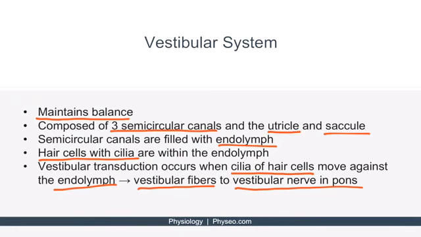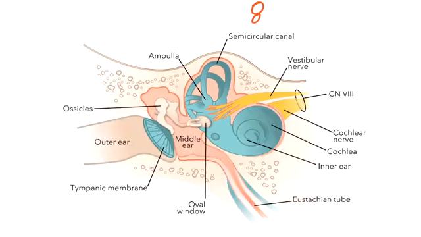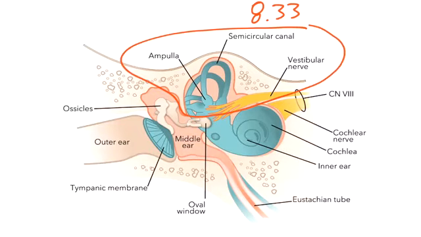So let's draw this out. So here is figure 8.33 from your text. So now we will focus on just the vestibular system right there. We mentioned that the vestibular system is composed of the 3 semicircular canals, as well as the utricle and the saccule. Now the utricle and saccule are in this region, but what you really need is a very basic understanding of just the semicircular canals.